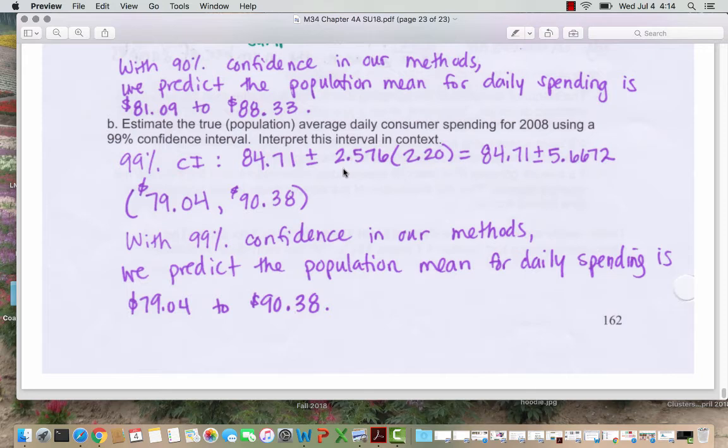So when we multiply 2.576 by our standard error of 2.20, we get 5.6672. Remember, the standard error is like the standard deviation associated with an estimate. So since we're making an estimate, we're thinking about this as a standard error. When we've multiplied our z-score by our standard error, this 5.6672 is our margin of error. So this is what we're going to add and subtract from our sample value.